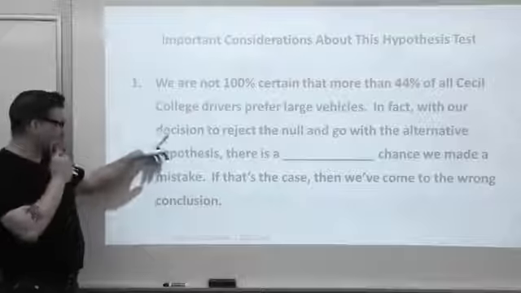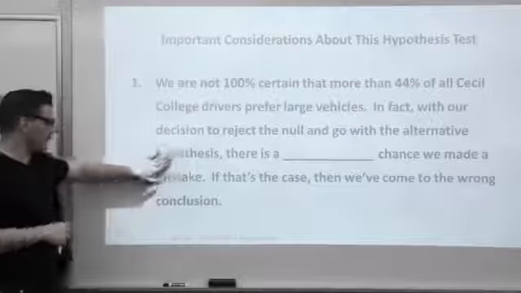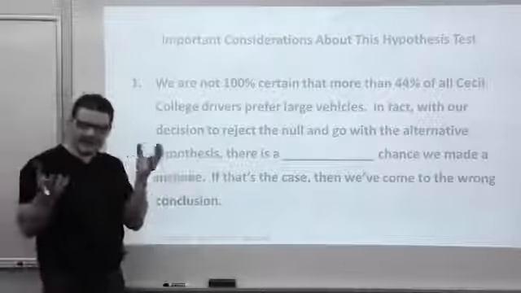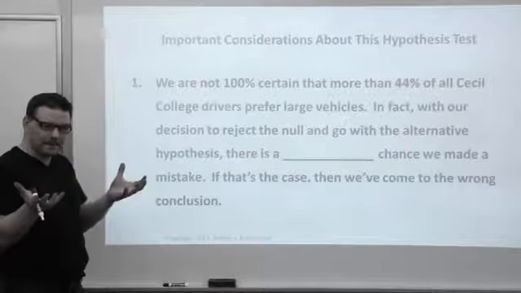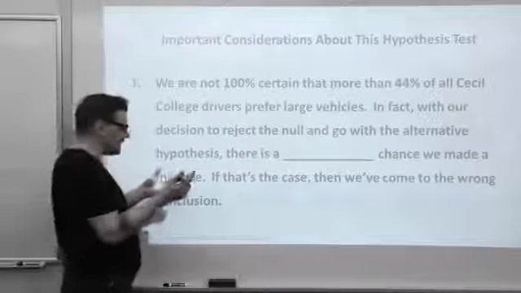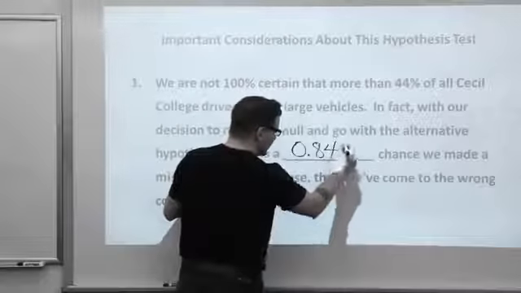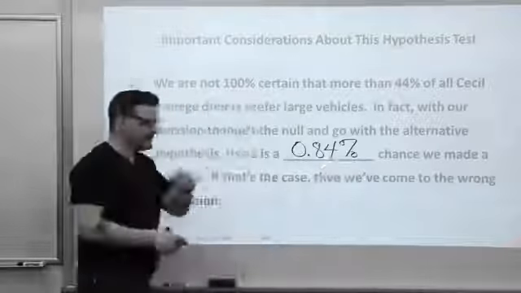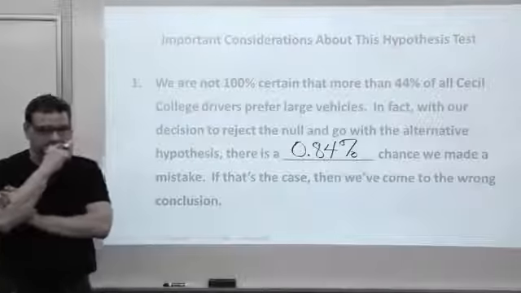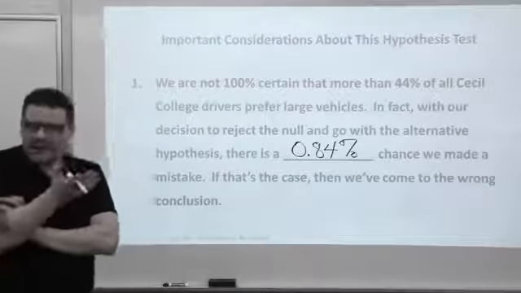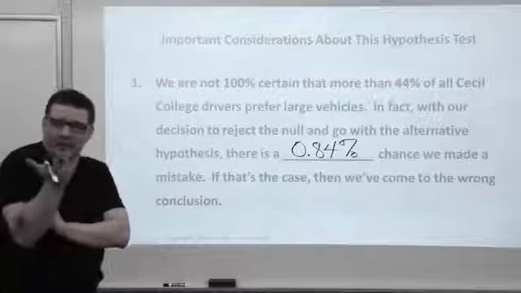In fact, with our decision, we're rejecting the null, we're going with the alternative. There is a chance we're wrong. Okay? And what's that chance? Because we rejected, I can actually put a number to this one. There's actually that 0.84% chance that we made the wrong decision. It's less than 1 in 100.